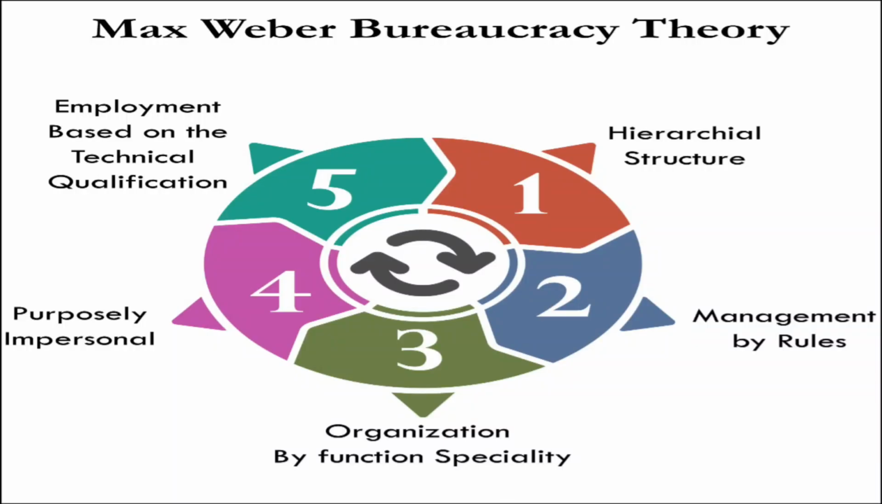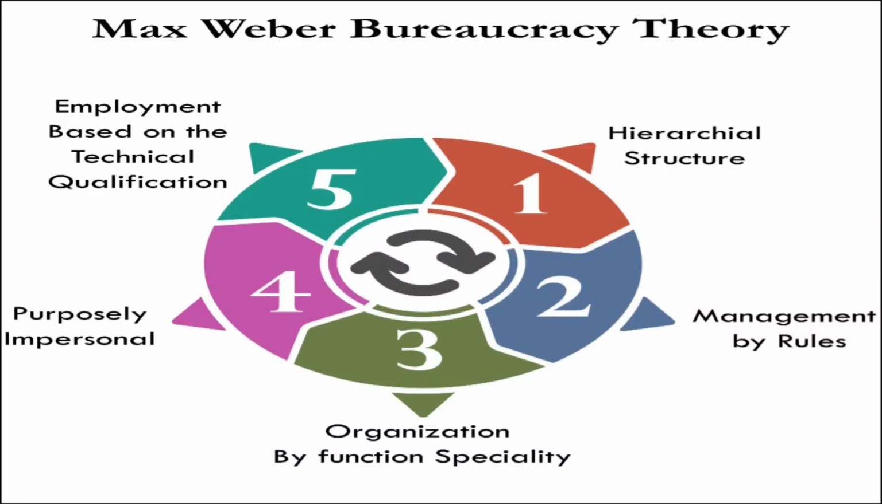This is part 2 of Unit 1, Leadership and Management in Nursing. This is Max Weber's Bureaucracy Theory, in which number 1 is hierarchical structure. Like we already studied in first semester Fundamentals of Nursing: number 1 is physiological needs, number 2 safety and security, number 3 love and belonging, number 4 self-esteem, and number 5 self-actualization. Means this is the structure which is mentioned in bureaucracy theory.